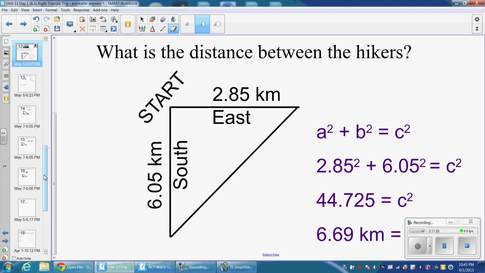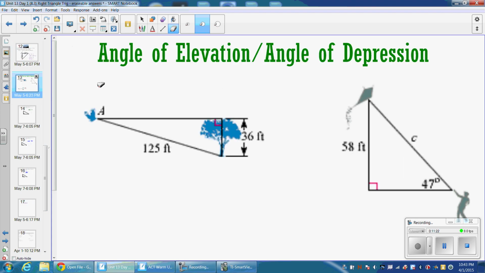All right, we have just a few more. So there's some vocab you want to know, and angle of elevation and angle of depression are slightly different. So think of the angle of elevation as you standing on the ground and angling your head upwards. So this person is standing on the ground and angling up at a degree of 47 degrees.